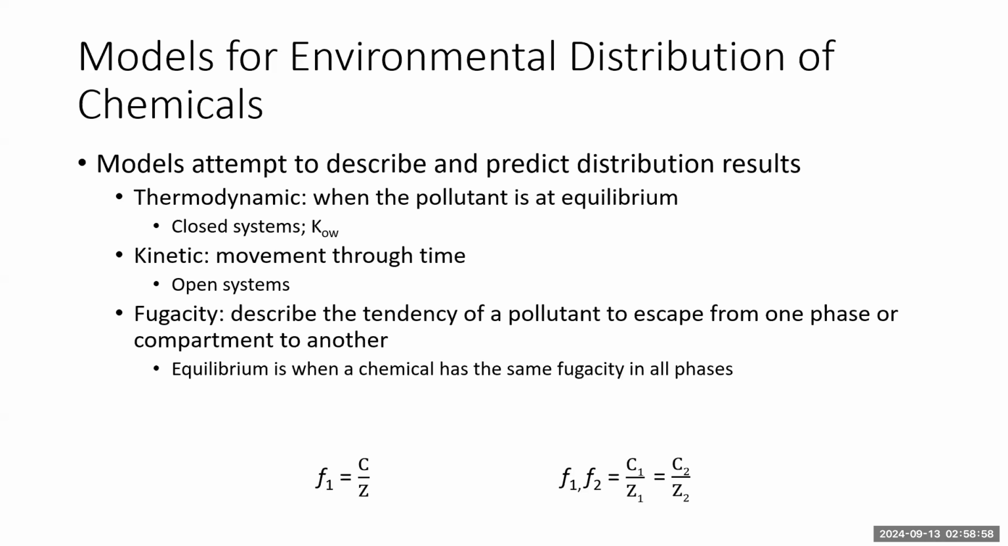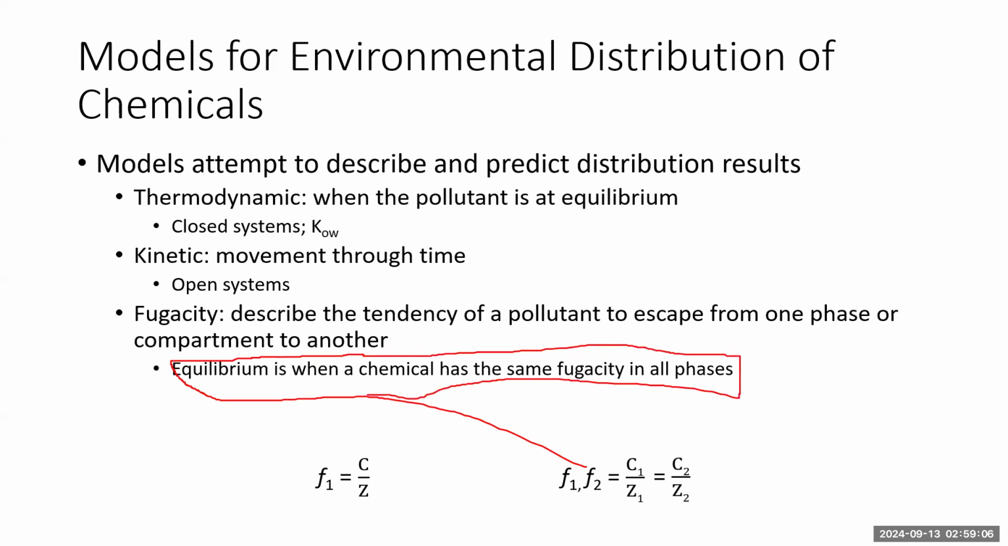So this particular formula goes with that statement. You will know that you're at equilibrium when the fugacity of your chemical in one place is equal to the fugacity of that same chemical in a different place. Does that make sense? So this is the formula that would describe this sentence right here.